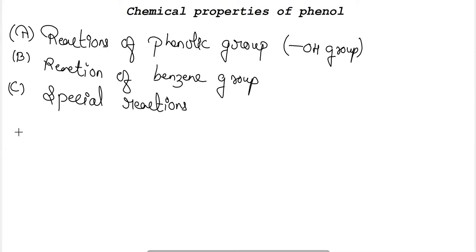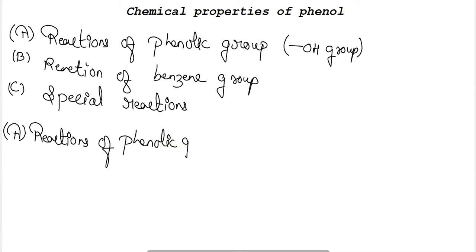Here we are going to start with the first, that is the reactions of the phenolic group, that is the OH group present in the phenol. First we are going to see the acidic character of phenols. Generally phenols are weakly acidic in nature.